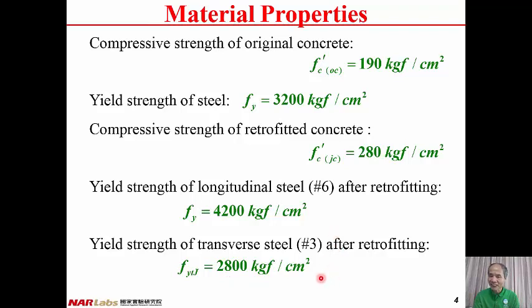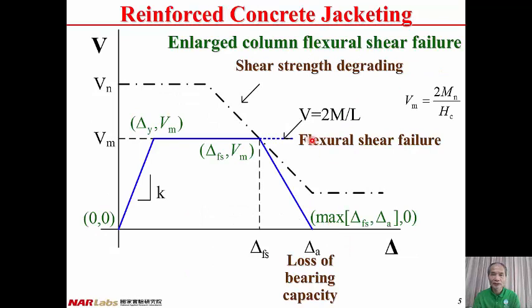For the reinforced concrete jacket, first of all, we discuss the force displacement relationship under flexural shear failure. We use 4 points: A, 0, 0, that's the origin, and B, delta Y, Vm, and C, delta FS, Vm, and D, delta A, 0. And Vm equal to 2 Mn divided by Hc. Mn is the moment strength of the column.